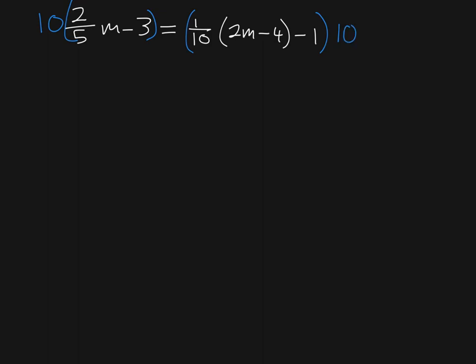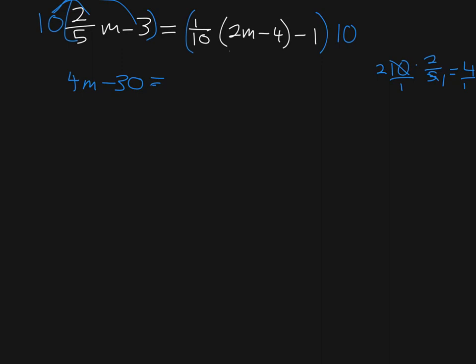On the left side I have 10 times 2/5. 10 times 2 over 5. It's 10 over 1. 5 divided by 5 is 1. 10 divided by 5 is 2. You get 4 over 1. So that becomes 4m. And we have 10 times -3. That'll be -30.